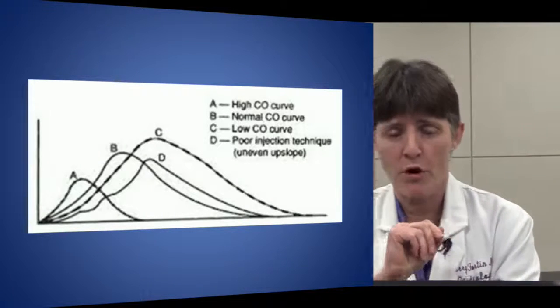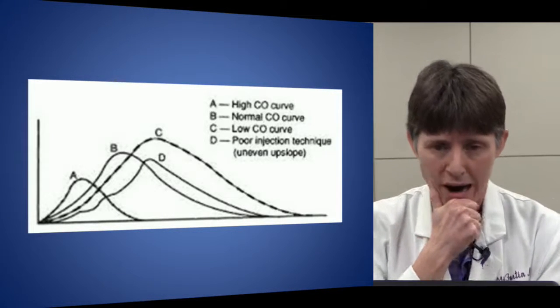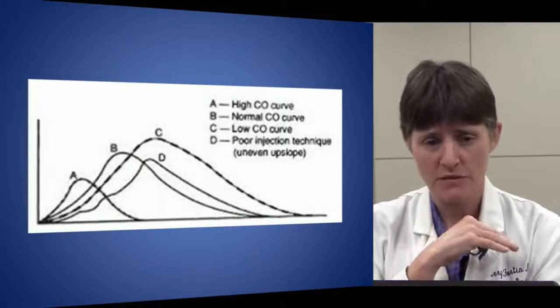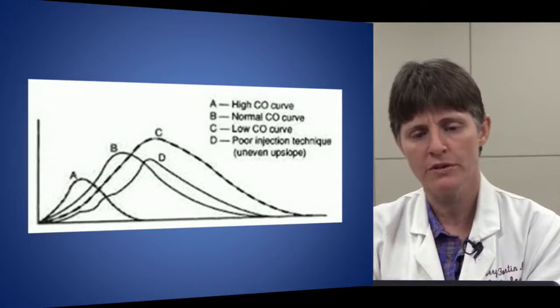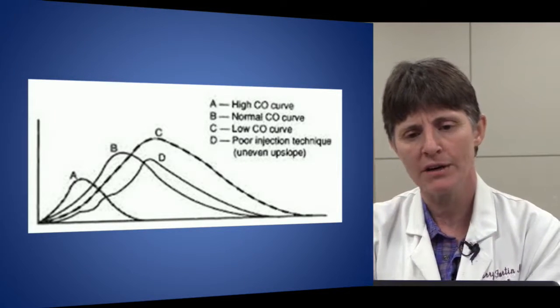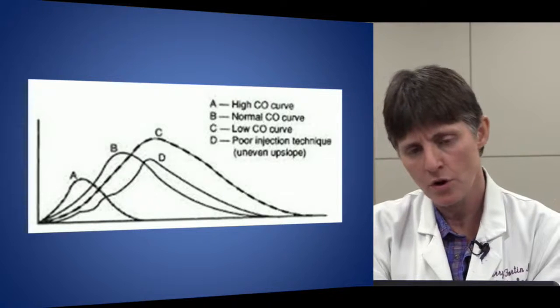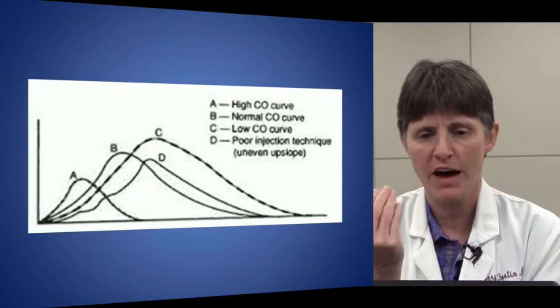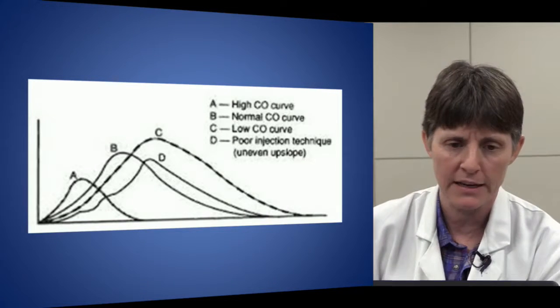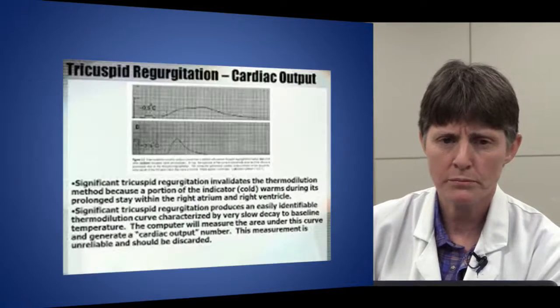And again, this is putting all the curves together. So high cardiac output is very quick and gone. B is normal, so smooth up, smooth down. C is a low cardiac output. It takes a long time to get out there. And because it's sitting there slow, it sits there for a longer time, achieves a higher peak. And then D is just a bad injection. It's not a nice, smooth upstroke.